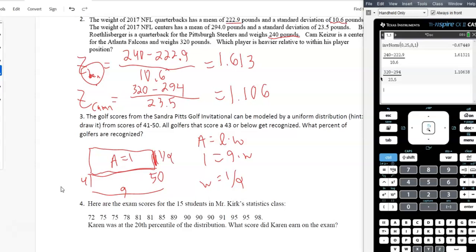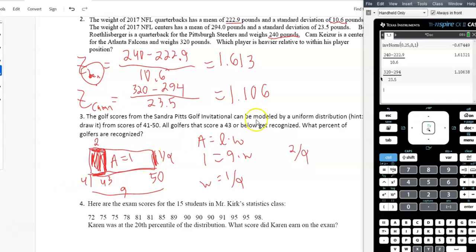All golfers that scored 43 or below get recognized. What percent of the golfers are recognized? So 43 looks like, I don't know, somewhere around there. And so we get 43. That's a distance there of 2 units. So 2 units between there and there. And we want to find the area of that. What's the proportion? So whatever 2 times 1/9 is, or 2/9.